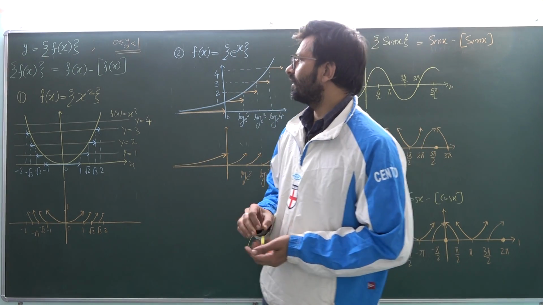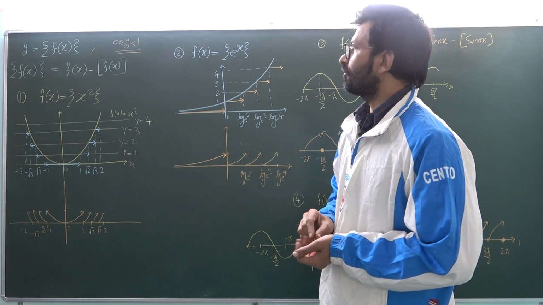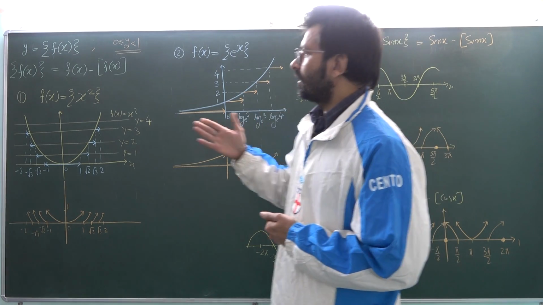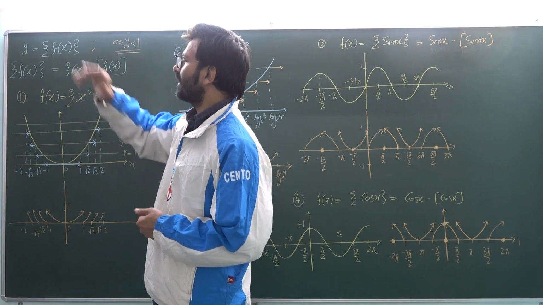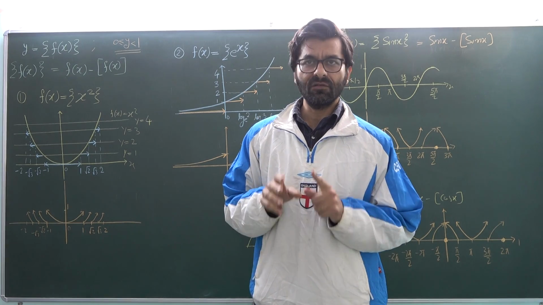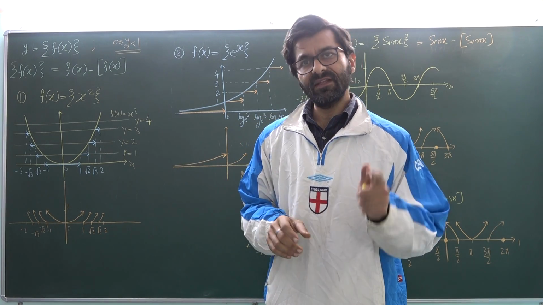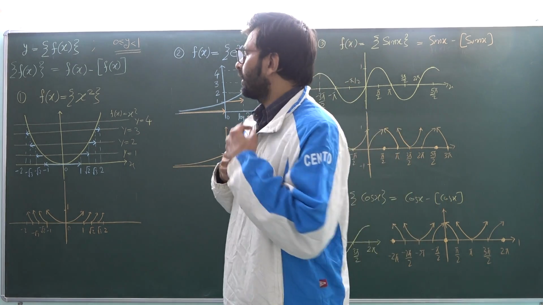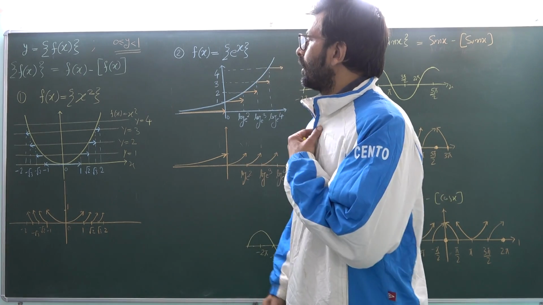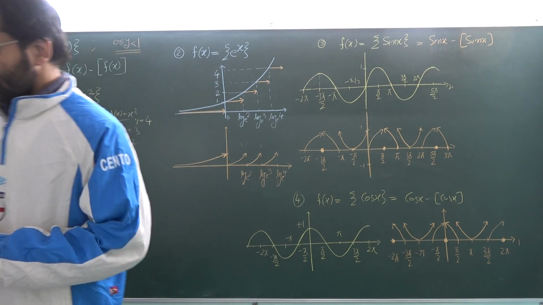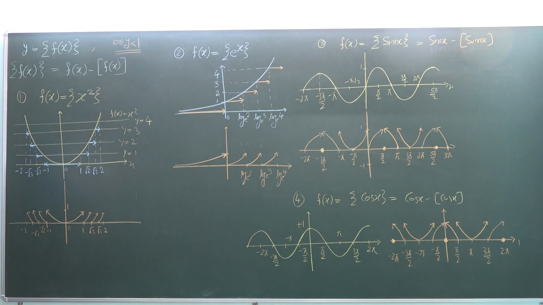Okay, right. Second graph on fractional part of x. Now this time this is y equals fractional part of f(x). Means first we draw y equals f(x) and then we take the transformation. First thing we notice here, on the left hand side, because the right hand side is a fractional part, y lies between 0 to 1.